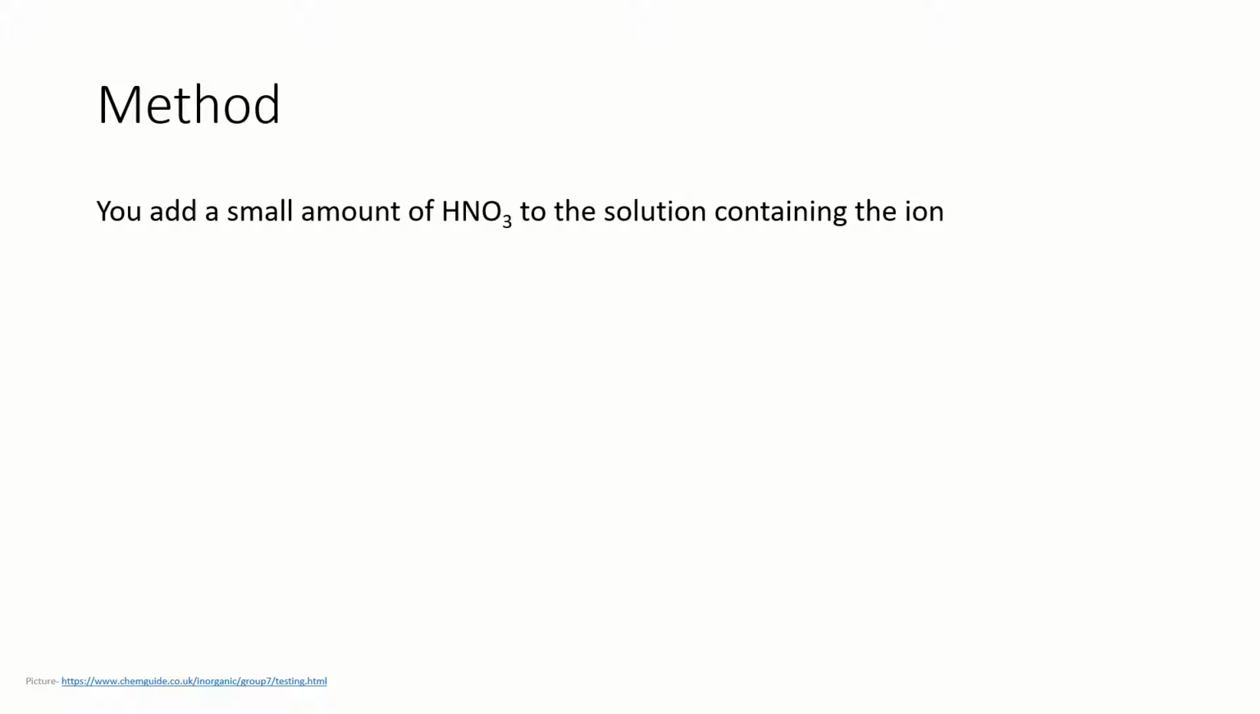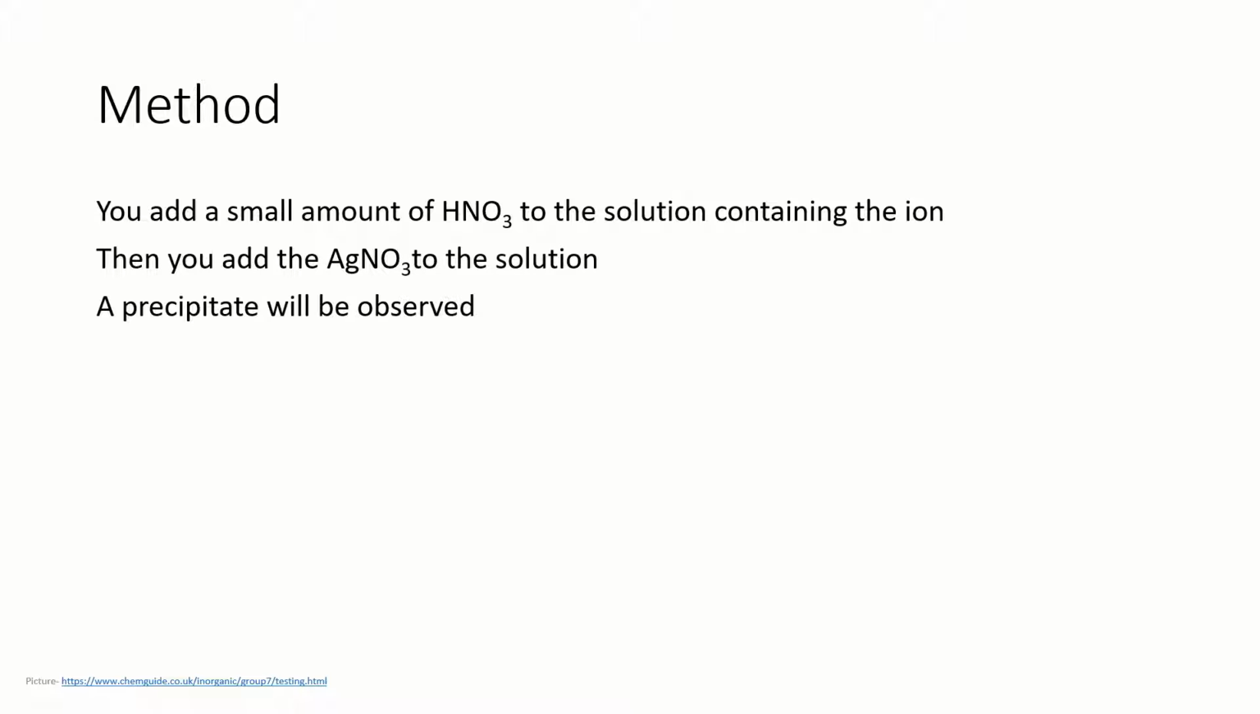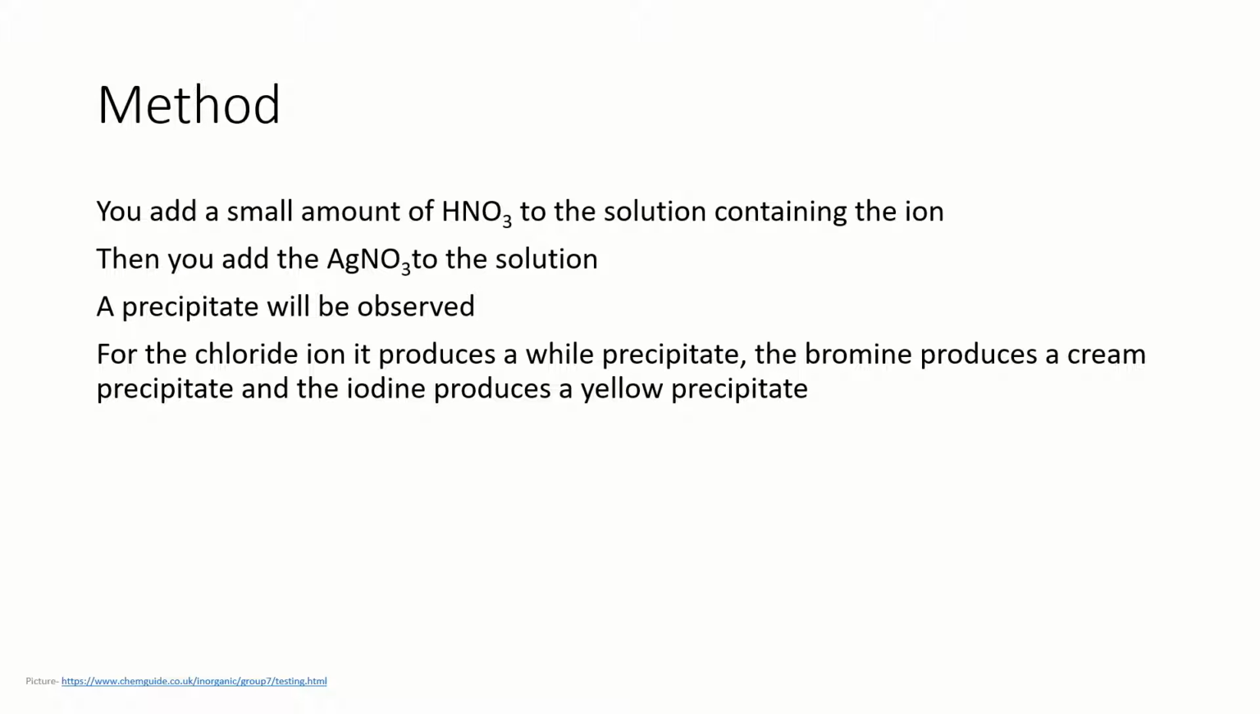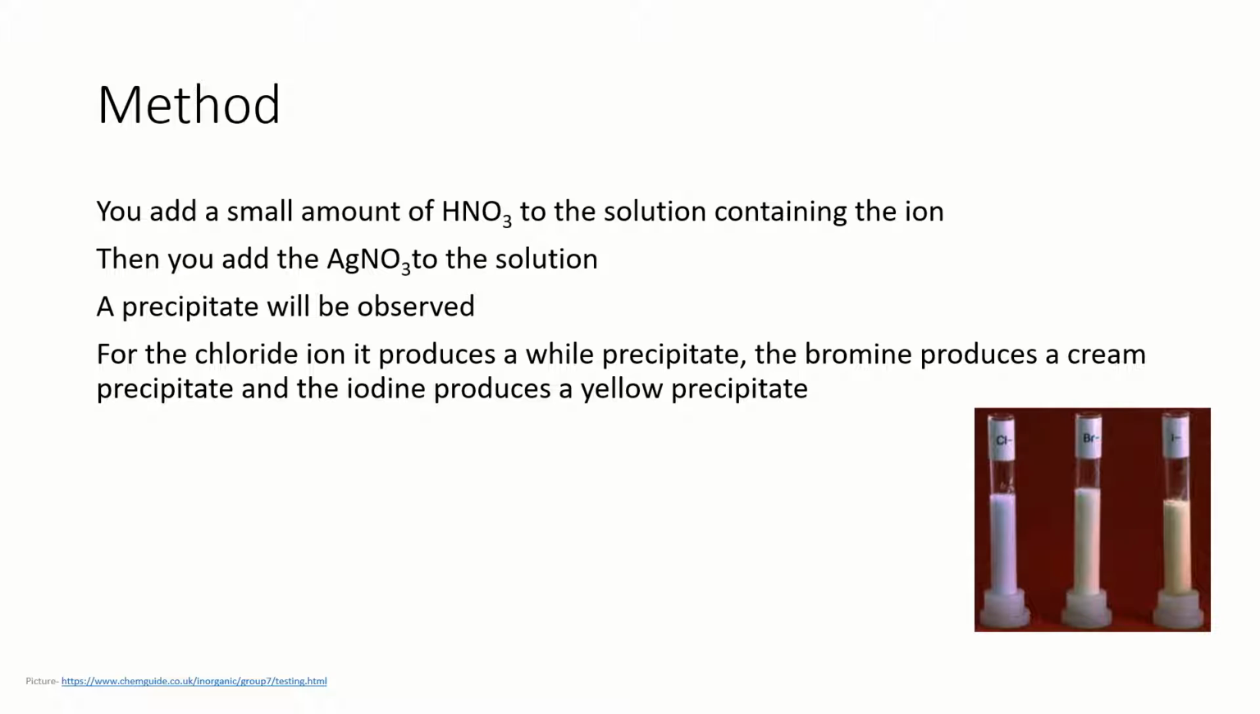The method for obtaining this precipitate is you add a small amount of HNO3 to the solution to remove interfering ions, then you add AgNO3 to the solution and the precipitate will be formed. The chloride ion produces a white precipitate, the bromide produces a cream precipitate, and the iodide produces a yellow precipitate. Here is an image of the precipitates.